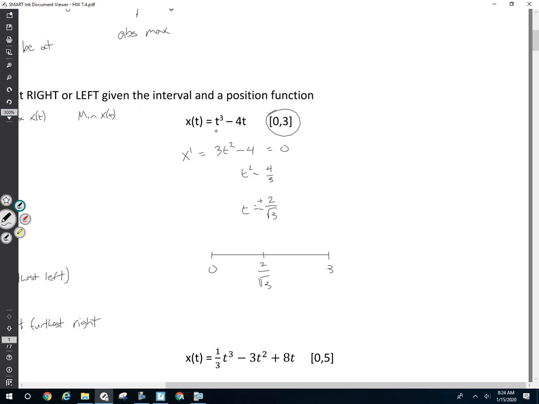Now let's see, if I plug in something like 2 or 1, that's bigger than or less than 2 over root 3. This is 2 divided by like 1.7, I think. So it's a little bit bigger than 1. So I plug in 2. It's positive. If I plug in 1, that's a negative. So once again, this is the location of our absolute min. I'm going to be furthest left.